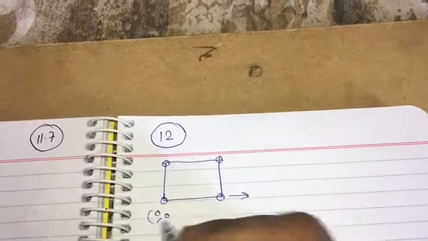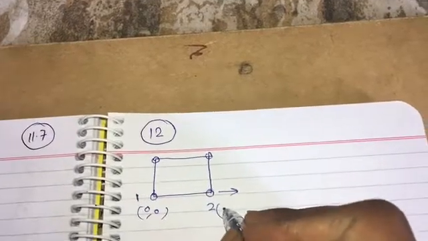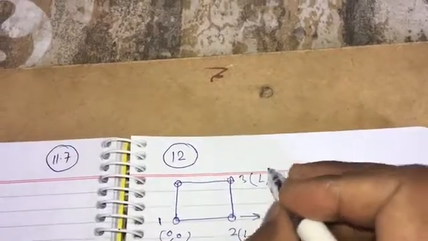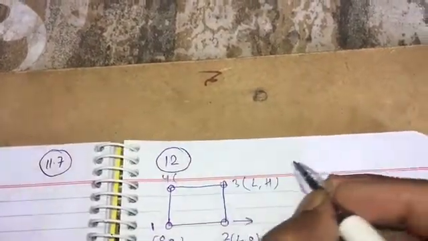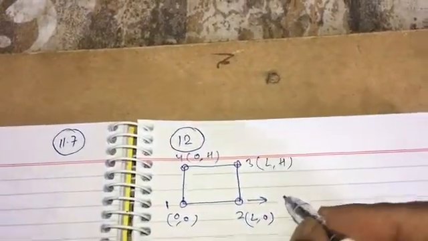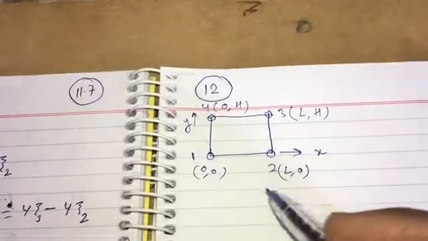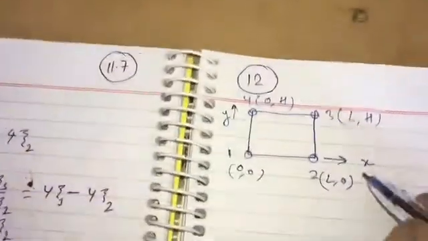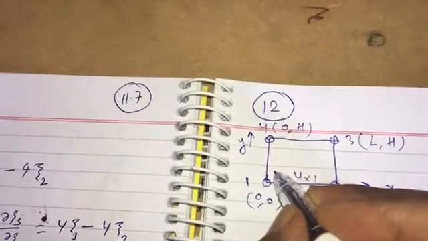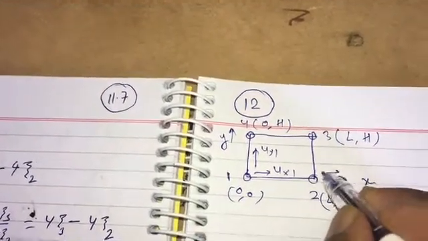So this becomes (0, 0), which is element node 1. Node 2 will be (L, 0), node 3 will be (L, H), and node 4 will be (0, H). Okay, so this is the X direction and this way is the Y direction, and all nodes have 2 degrees of freedom. So there will be ux1 here and uy1 here, and similarly for all nodes.